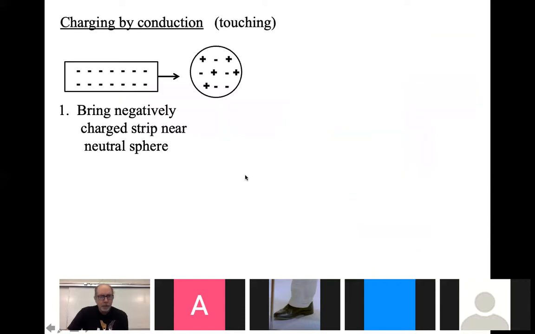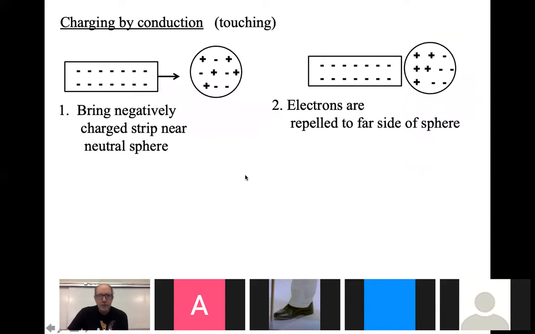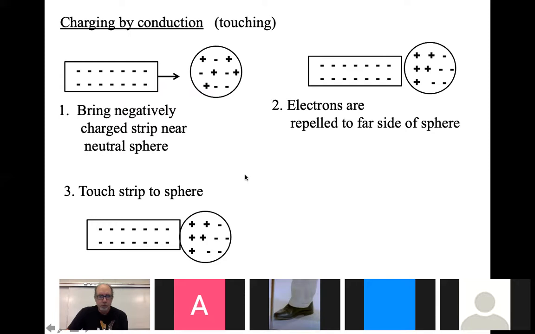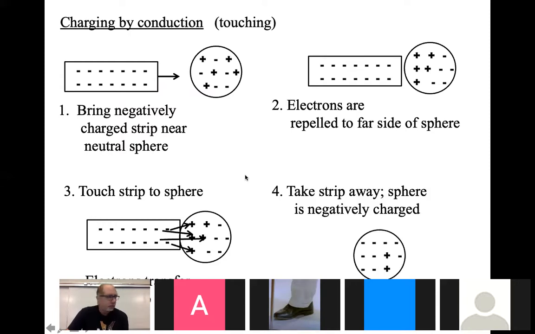This is what happened in our lab. When we did that, just being a little redundant here, charge transfer occurs, electrons transfer to the sphere, and the sphere is negatively charged. That is charging by conduction. So we have friction and we have charging by conduction. Conduction meaning touching.